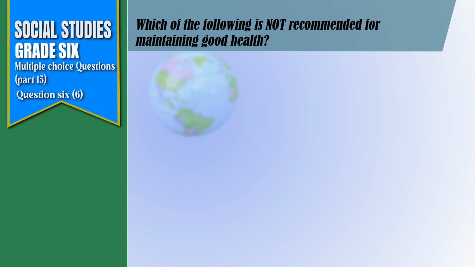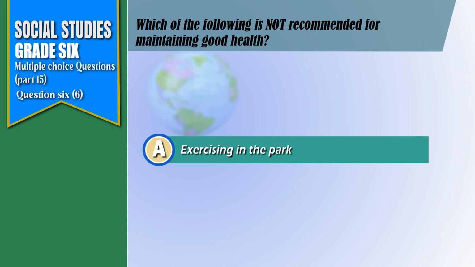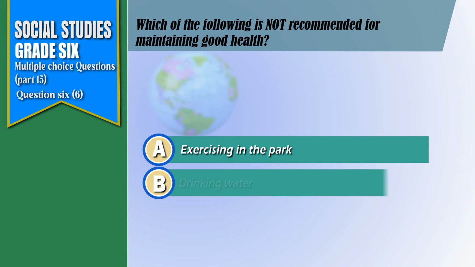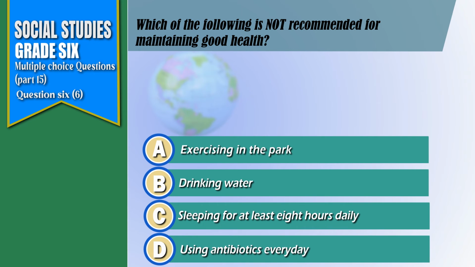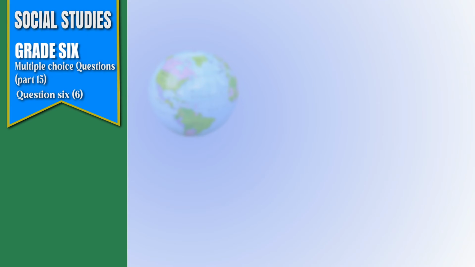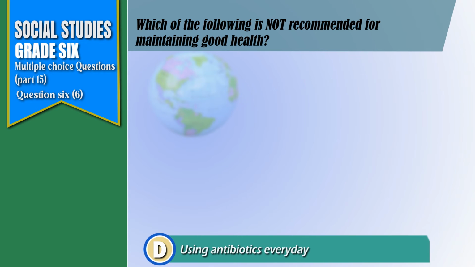Question 6. Which of the following is not recommended for maintaining good health? A, exercising in the park, B, drinking water, C, sleeping for at least 8 hours daily, or D, using antibiotic every day. The answer to question 6 is using antibiotic every day, D.